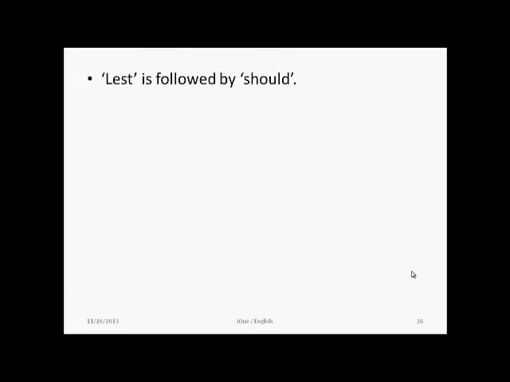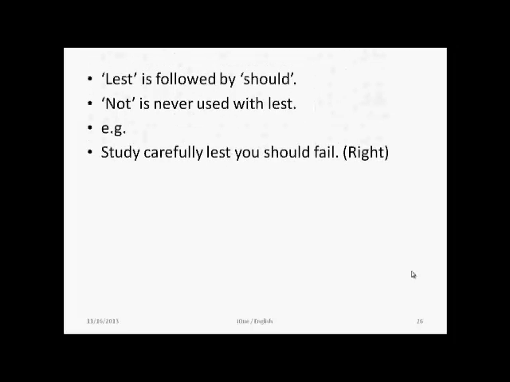The word lest is always followed by should. Not is never used with lest. So, the correct sentence is study carefully lest you should fail.